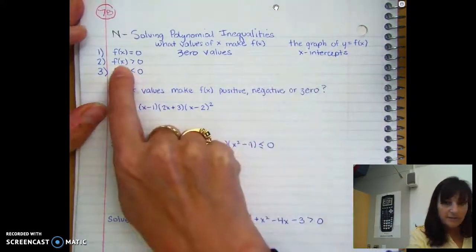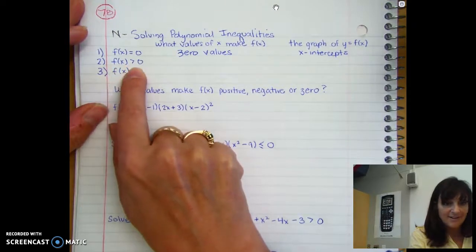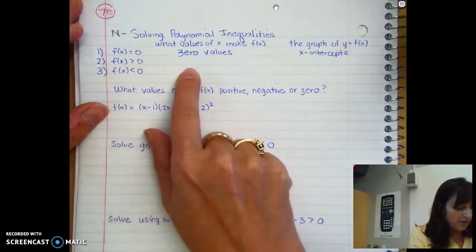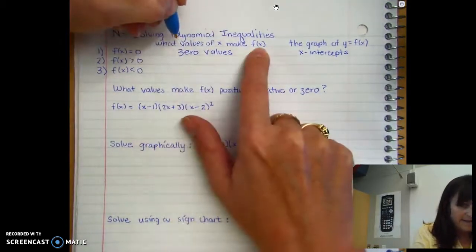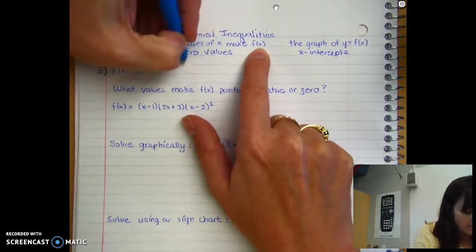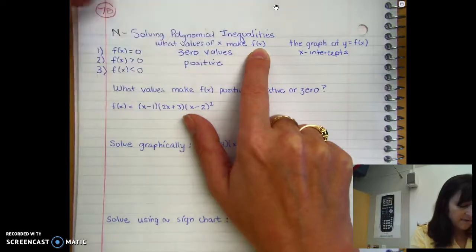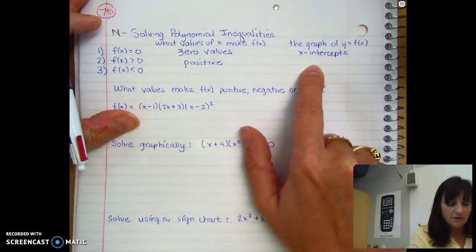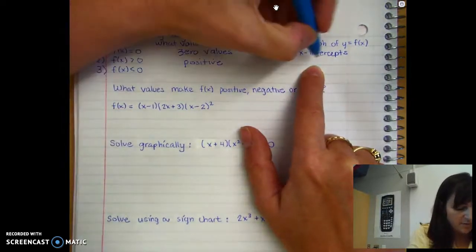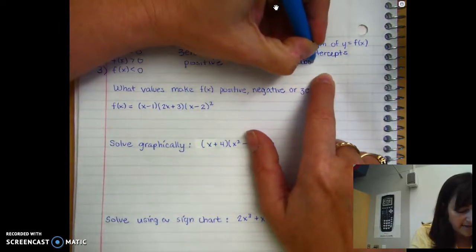If we want to solve a polynomial inequality f of x is greater than 0, then what we're looking for here is the values of x that will make f of x, the y values, positive. And if we think about the graph of the function y equals f of x, this would be when the graph is above the x-axis.